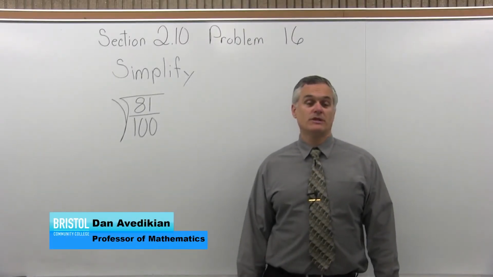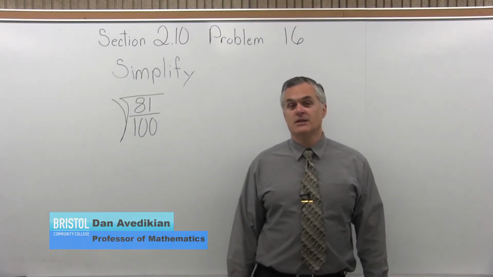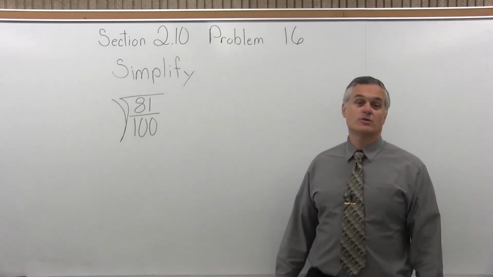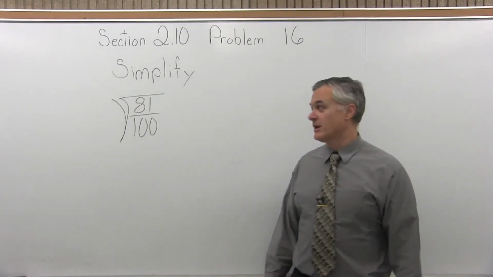This is Section 2.10, Problem 16. It says simplify, and we have the fraction 81 over 100 under a square root. So we want the square root of 81 over 100.